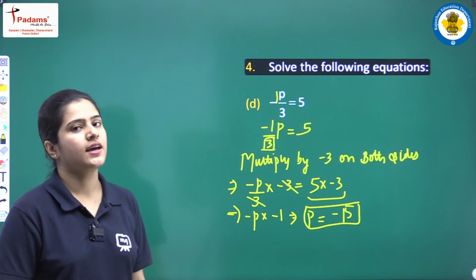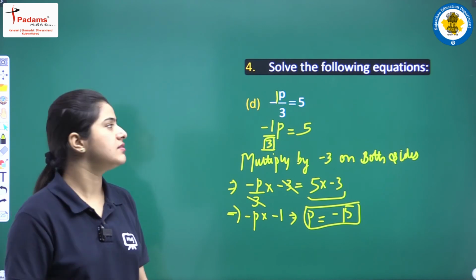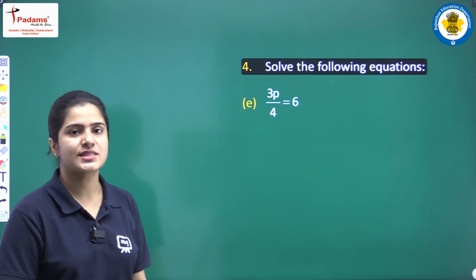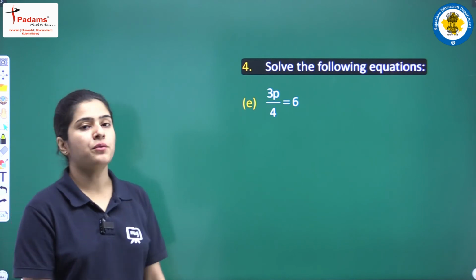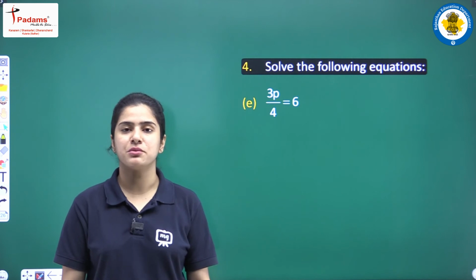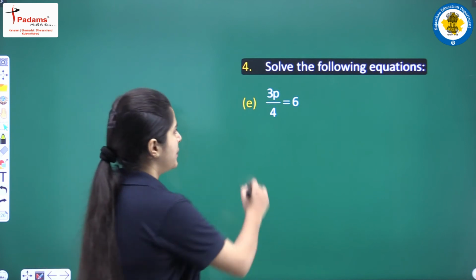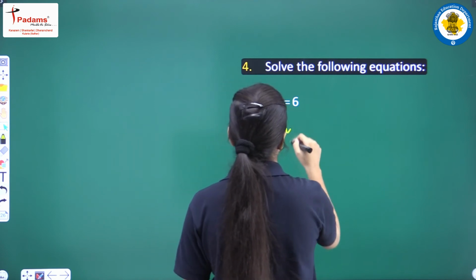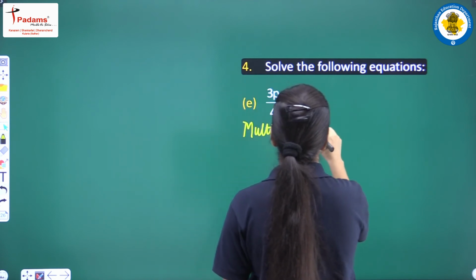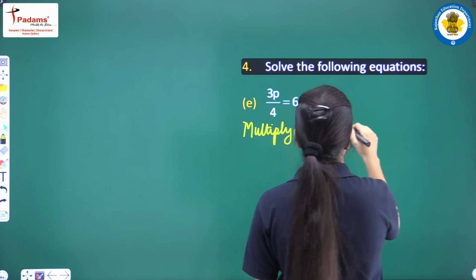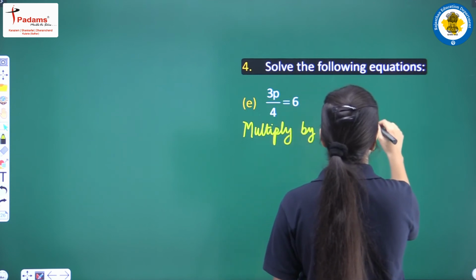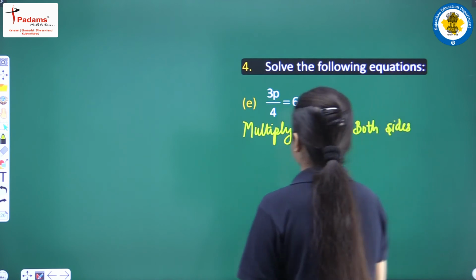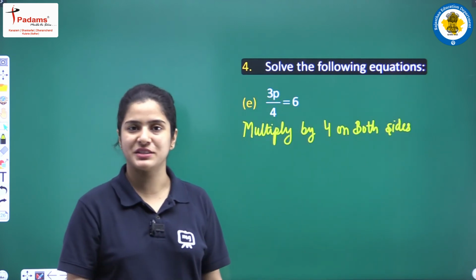Alright, students? Now we will be solving another question. E part, 3p upon 4 is equals to 6. To eliminate the 4, we have to multiply by 4 on both the sides. Okay students, we will multiply by 4 on both the sides.